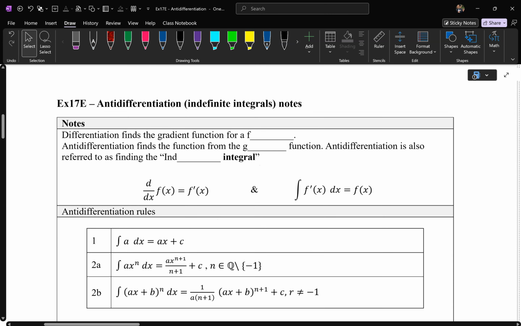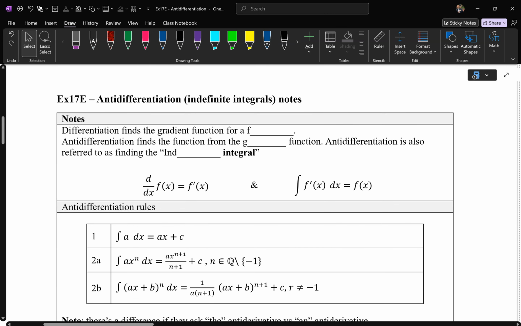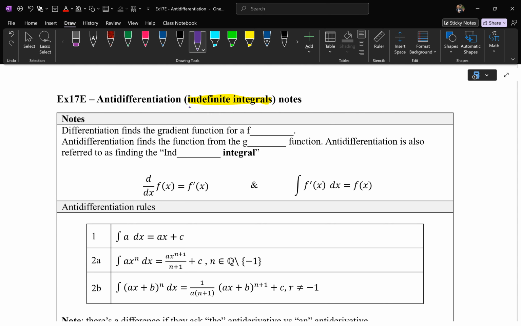17E is called anti-differentiation, or known as indefinite integrals. I'll explain why it's called indefinite soon. There's a reason why it's called indefinite. Now, let's read some notations.